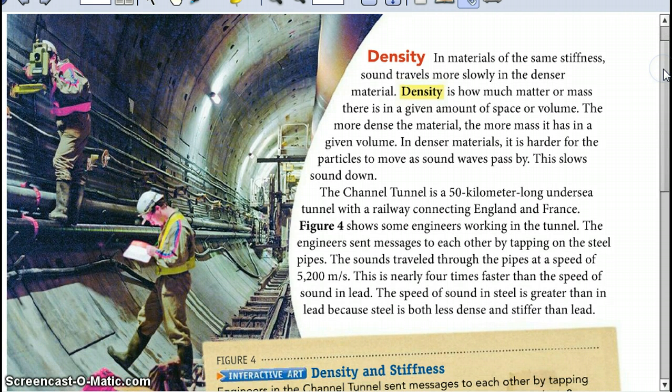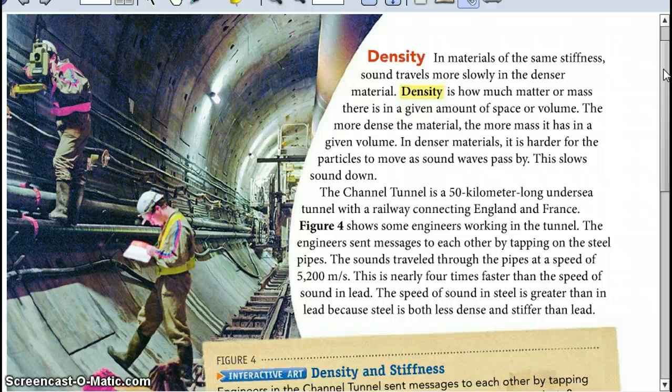Density. In materials of the same stiffness, sound travels more slowly in the denser material. Density is how much matter or mass there is in a given amount of space or volume. The more dense the material, the more mass it has in a given volume. In a denser material, it is harder for the particles to move as sound waves pass by. This slows sound down. The Channel Tunnel is a 50-kilometer long undersea tunnel with a railway connecting England and France.